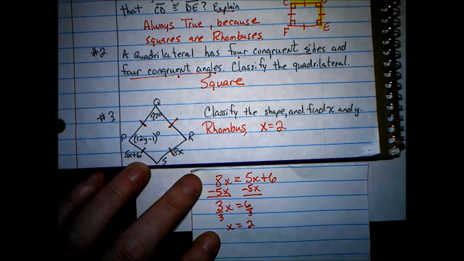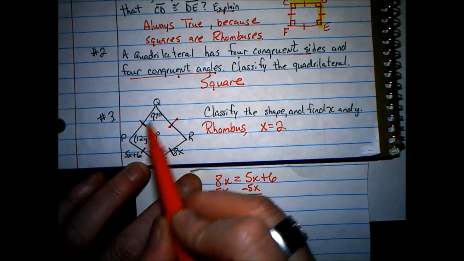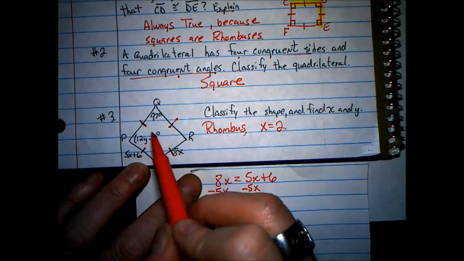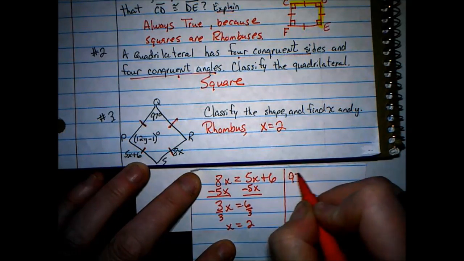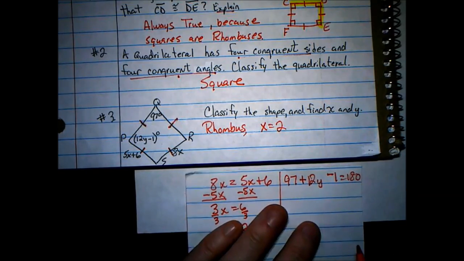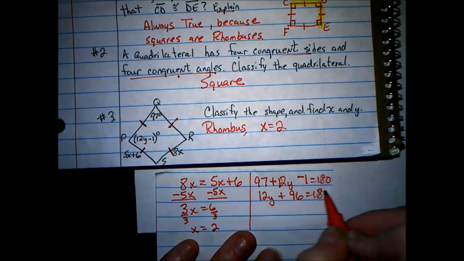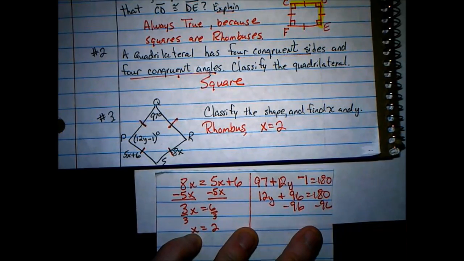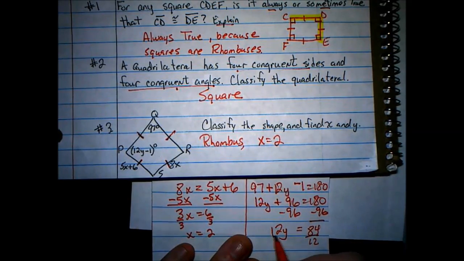Okay. Now, if I look at the angles for Y, notice it's in parentheses with a degree symbol. The properties of a rhombus are that the consecutive angles are supplementary. So that means I'm going to take 97 plus 12y minus 1 and set it equal to 180. Well, if I simplify this, that's 12y plus 96 is equal to 180. I want to subtract 96, and I'm not sure what that will be. I think it's 84. Double check. Yes, 84 is equal to 12y. I'm going to divide by 12, and that gives me 7 for my problem.